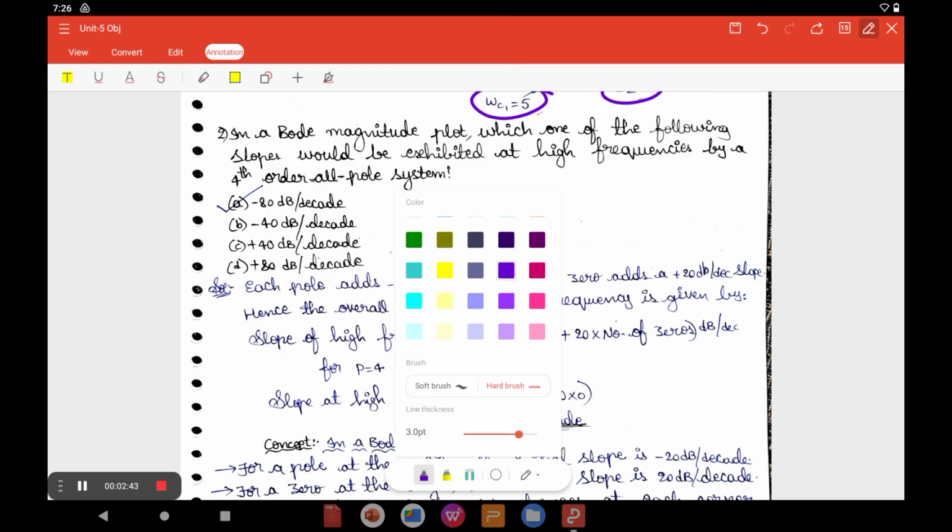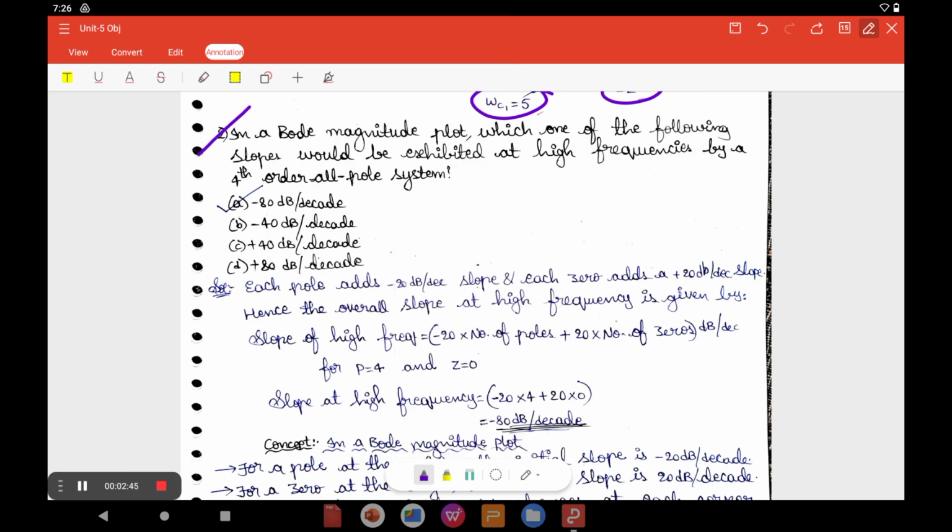So the second question, let us see here. In the Bode magnitude plot, which of the following slopes would be exhibited at higher frequencies by a fourth order all pole system? In a fourth order all pole system, what is the total slope of the corresponding Bode plot?